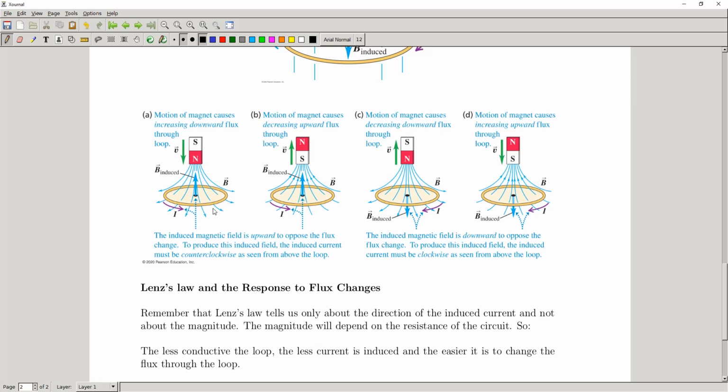We find a current running around in this direction. By the right-hand rule, it gives us a magnetic field pointing in that direction, right in the direction of this B that they have labeled here as induced.